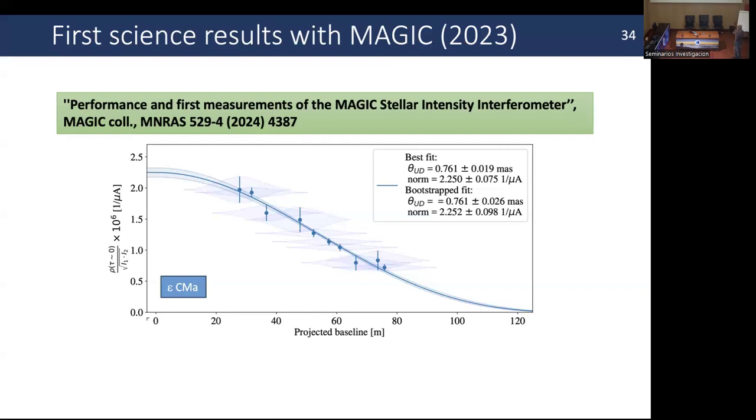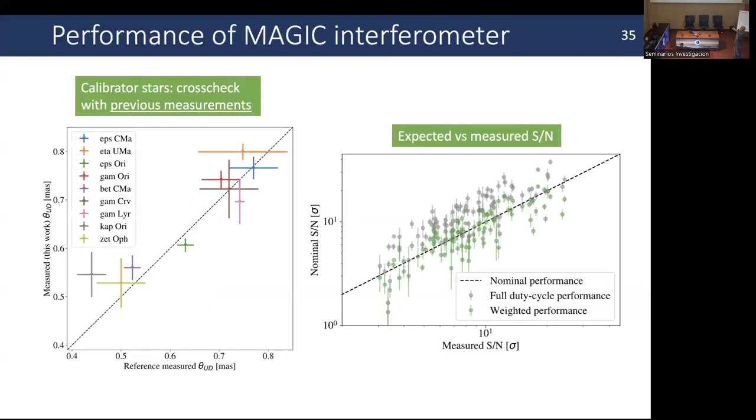Of course, we are in optical wavelengths. That means we have better resolutions than radio wavelengths. Okay, so this is an example for a bright star.